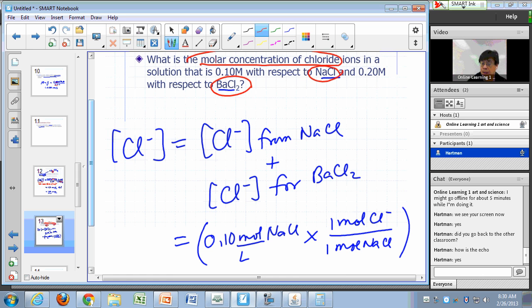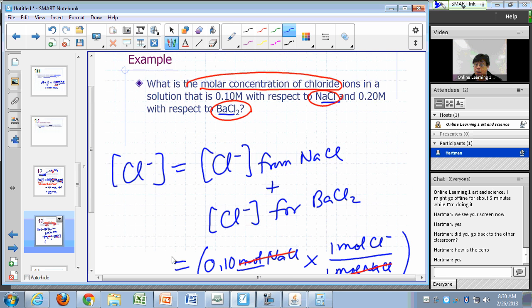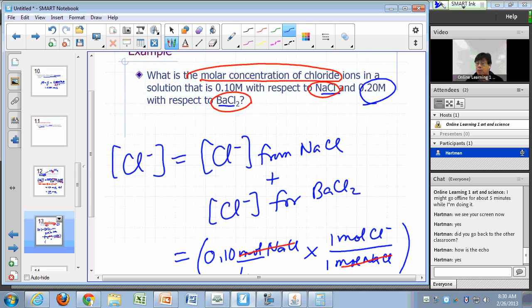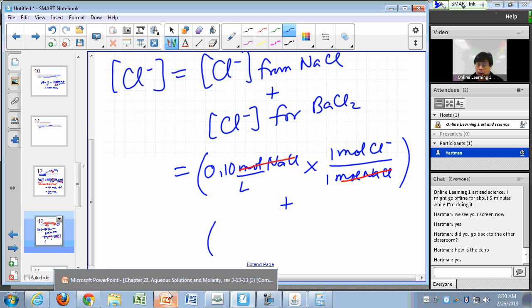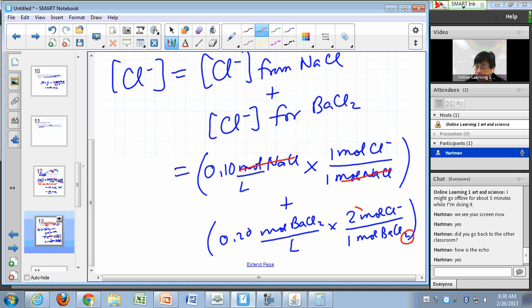Okay, so that gives you moles of chloride per liter coming from the sodium chloride. And to that, you add from your barium chloride, you have 0.2 moles per liter of barium chloride. So you say plus 0.20 moles of barium chloride per liter times 2 moles of chloride for 1 mole of barium chloride. Why 2? Because barium chloride has 2 chlorides. Okay, sodium chloride has just 1 chloride.